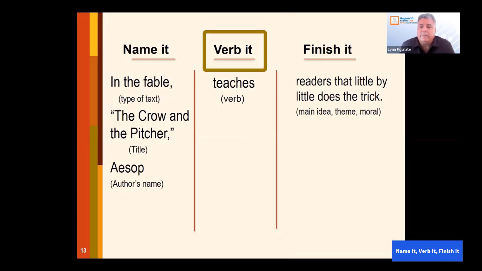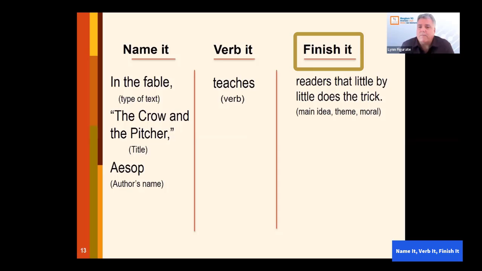We put the verb there, and then we finish it by having the main idea. If it's RI, if it's an informational passage, if the reading is narrative, we can do the theme. If it's in this case in a fable, then you have the moral. So that finish it piece is really to give what is this mainly about. So you can see it all here in one sentence in the fable, The Crow in the Pitcher. Aesop teaches readers that little by little does the trick. So we want to have all of those together and teach that strategy.